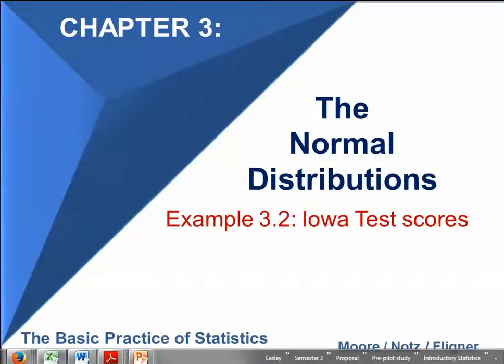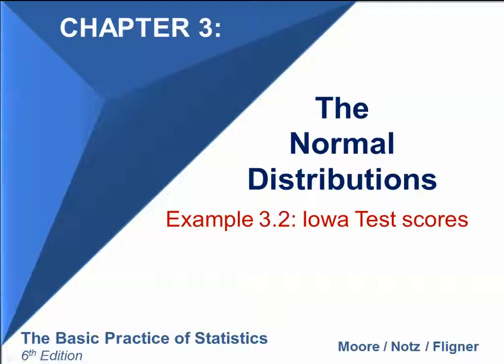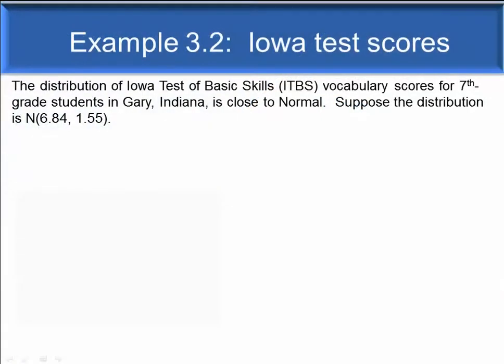In this video, we're going to be going over example 3.2 in our textbook. This is the section on normal distributions, talking about the Iowa test scores. So they give us some basic information telling us the distribution of Iowa test of basic skills vocabulary scores for 7th grade students in Gary, Indiana is close to normal. So this tells us that we can use all of our rules about normal distributions.